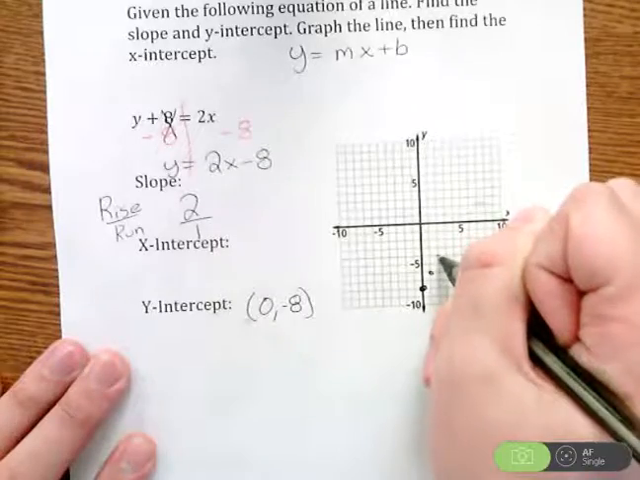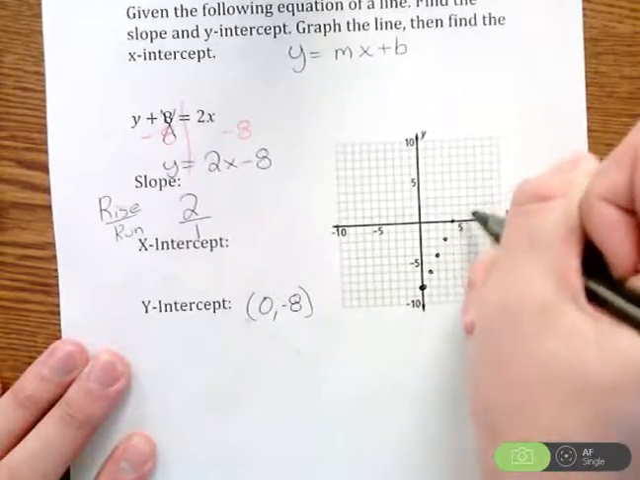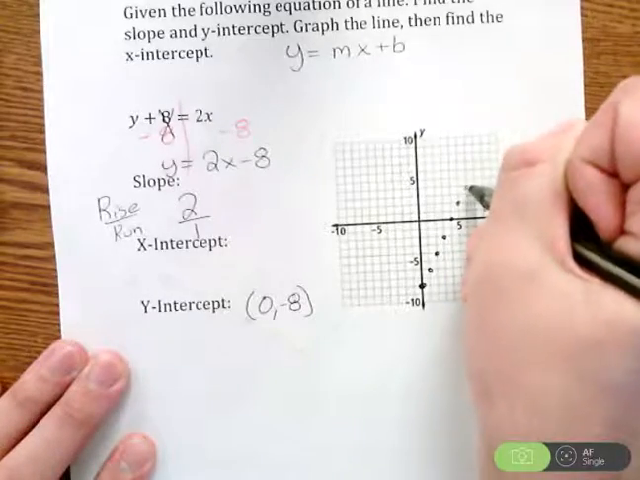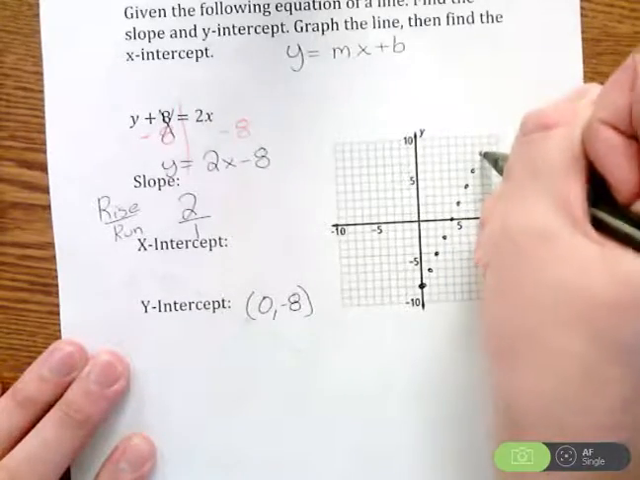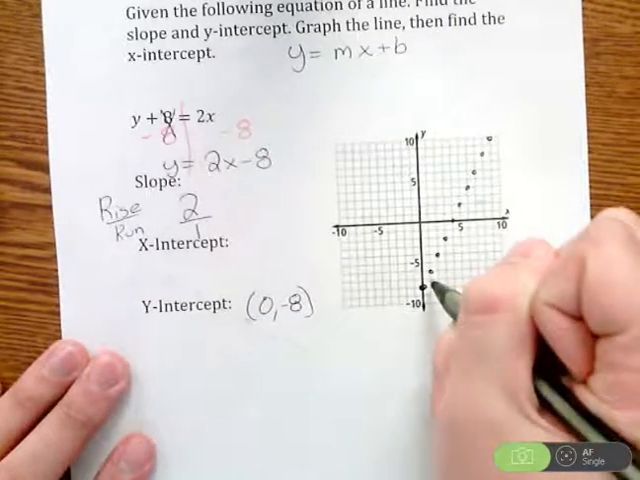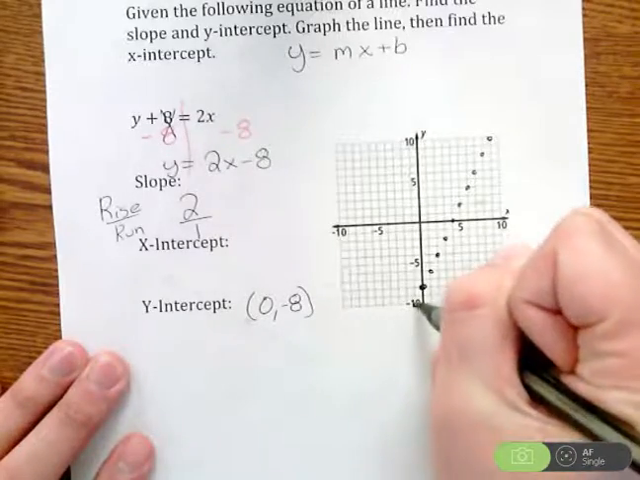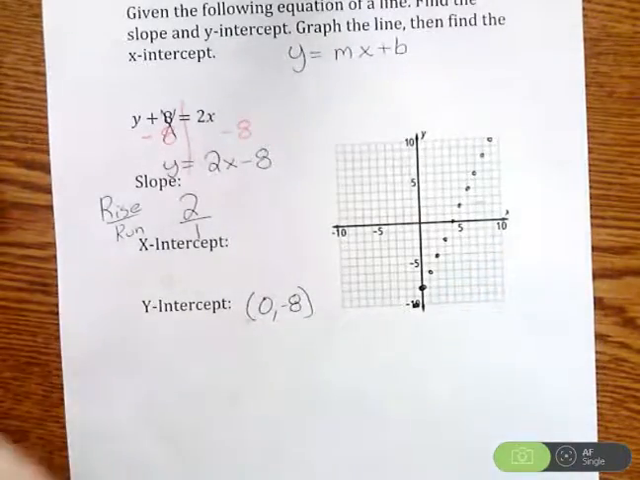Up 2 over 1, up 2 over 1, and you can just continue that pattern all the way to the edge. There you go. If I want to do the opposite direction, instead of going up 2, right 1, I can go down 2, left 1, which also works.